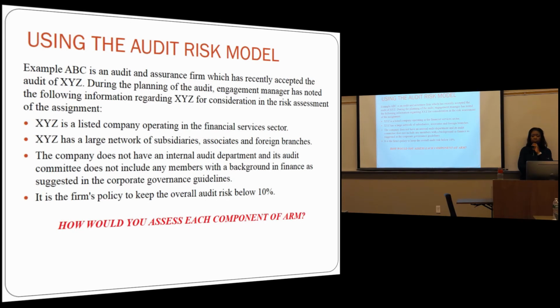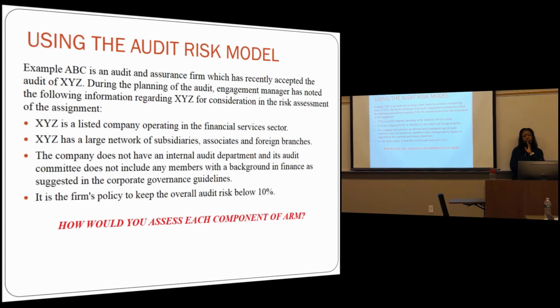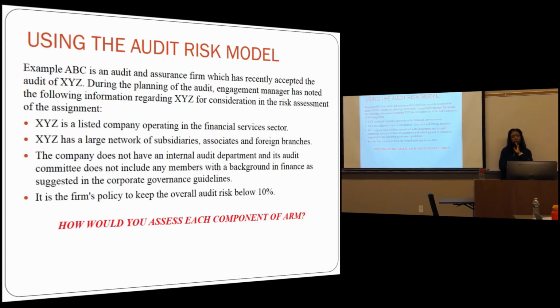Okay. Well, I would say inherent risk is higher because it has a large network of subsidiaries. So didn't you say high? You said high. Oh, okay. So you're saying that the not having an internal audit group and so forth.